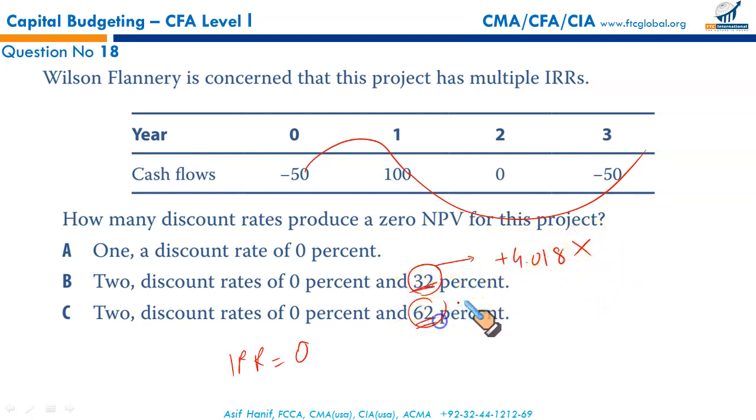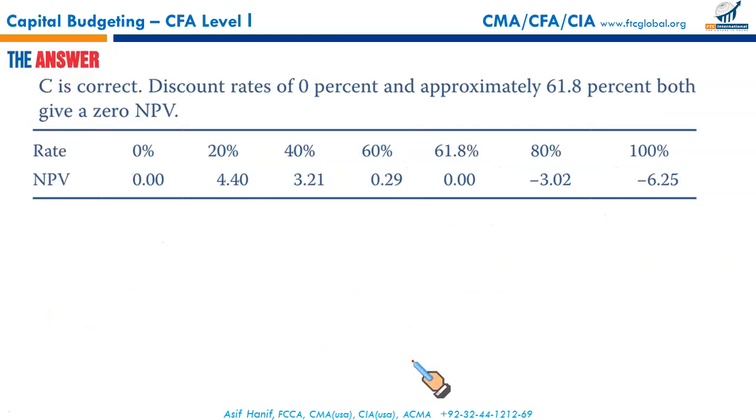But when you use 62% as your discount rate, your NPV will be almost 0, since it's not the absolute. So it means that this combination is correct. So these 2 IRRs are possible, 0 and 62%. That makes C the correct option.